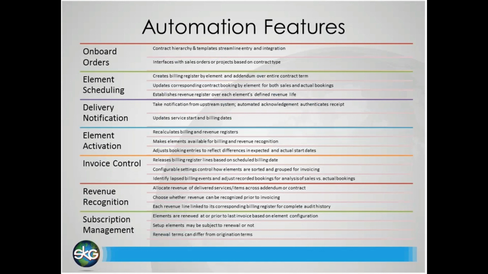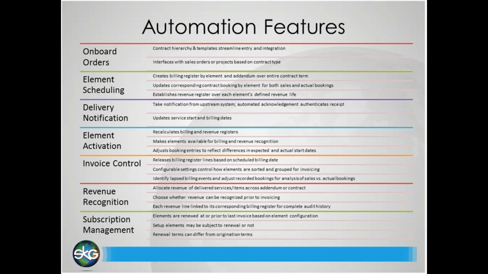In terms of our element scheduling, when we add those elements in, whether we've taken them from upstream or an operator is actually entering them, we'll create our billing registers and our revenue schedules accordingly. And then as we activate those elements, we'll take another look. So if I'm activating an element later than I expected, I'll adjust that billing register and revenue register accordingly in order to maintain a coterminous element schedule with that contract. So we don't want to extend beyond the contract terms with any of our elements. So we'll adjust the schedules.